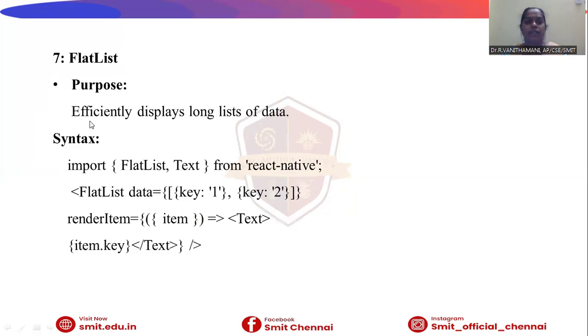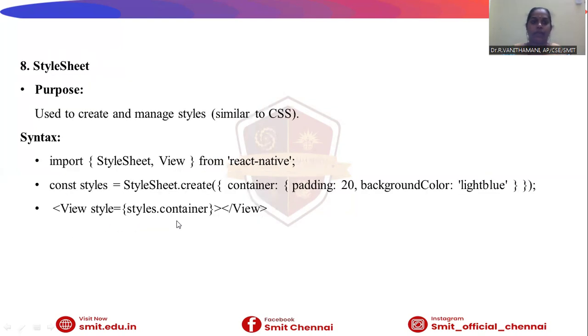FlatList efficiently displays a long list of data. If you have more than one data item to list, you specify keys, key 1, key 2, like that. There is also a renderItem you have to specify here. Then styles can be created to manage the styling, similar to CSS. In that, you can specify the container and background color, and this is then included in the view style.